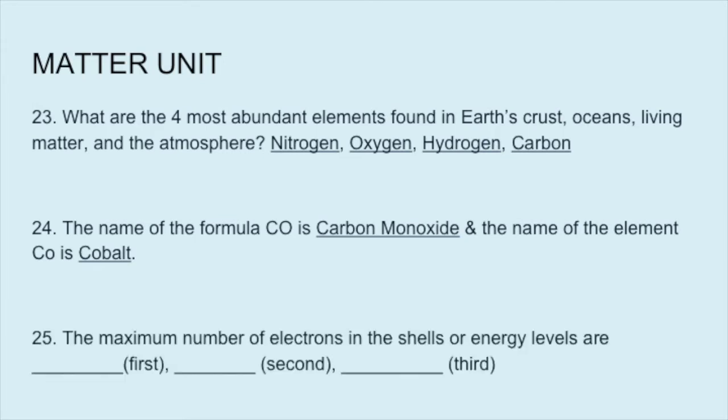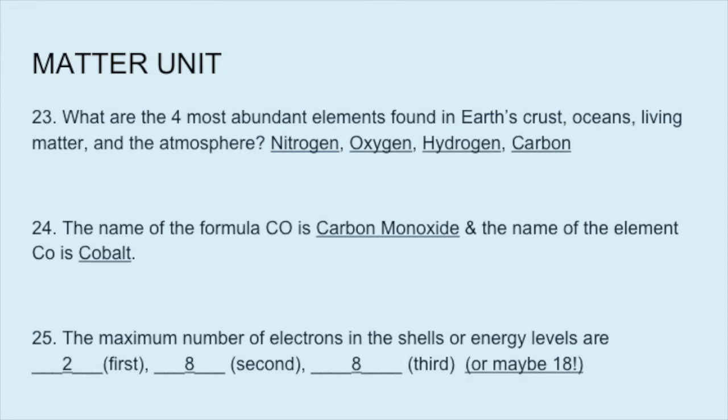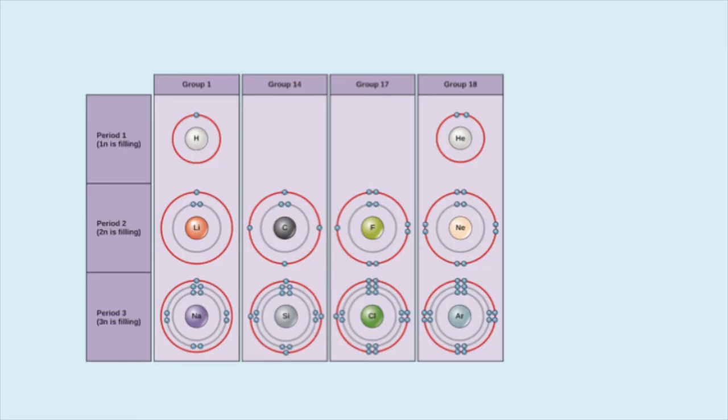All right, so we're going to look at the maximum number of electrons in these shells, or energy levels. And so we talked about these when we did Bohr models this year, and we looked at all of our atomic theory. The first energy level, or energy shell, can hold 2 electrons. The second energy shell can hold 8 electrons. The third energy shell can hold 8 electrons.